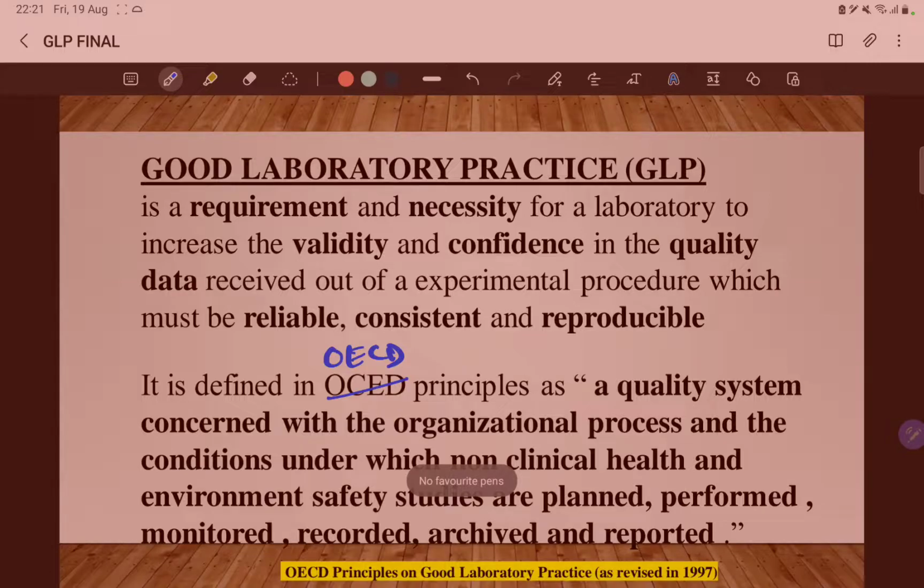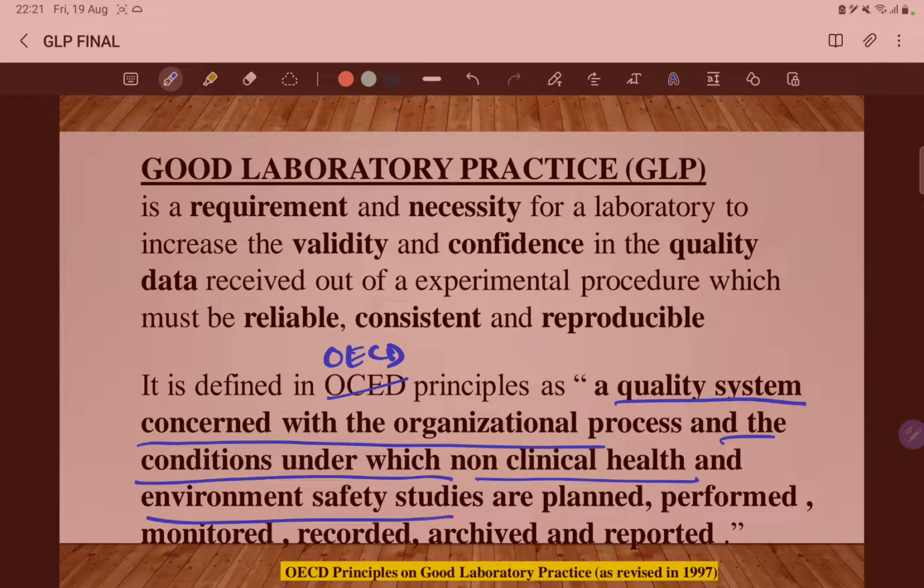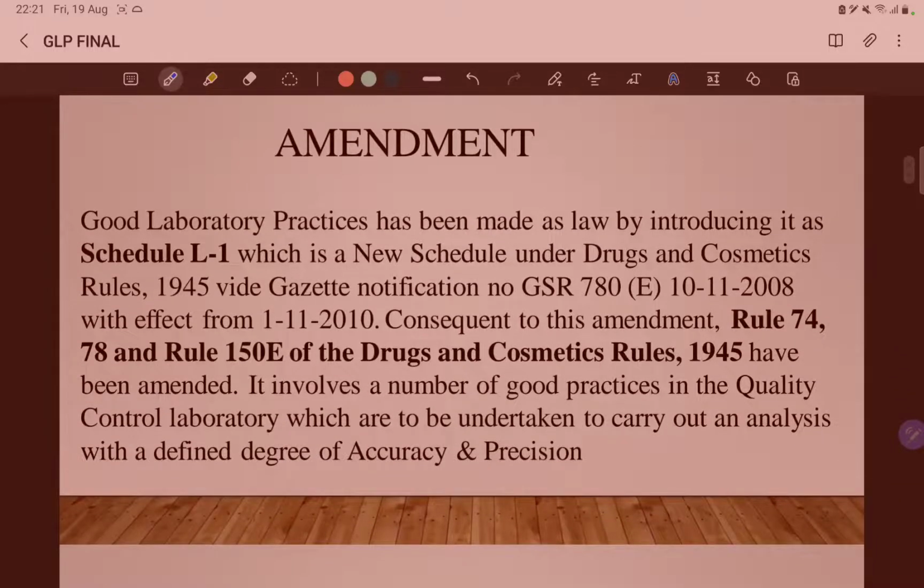Okay, now it is a quality system concerned with the organizational process and the conditions under which non-clinical health and environment safety studies are planned, performed, monitored, recorded, archived and reported.